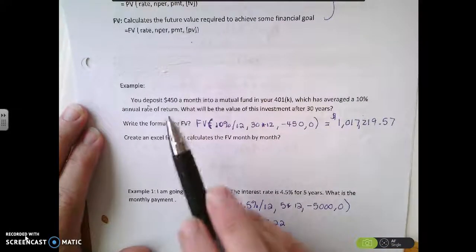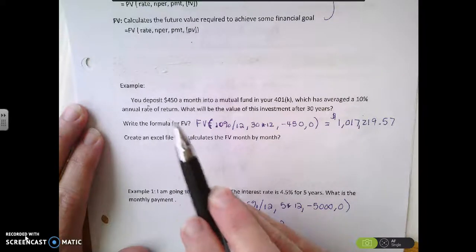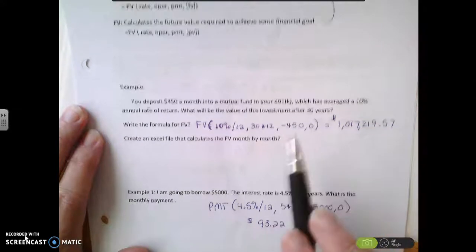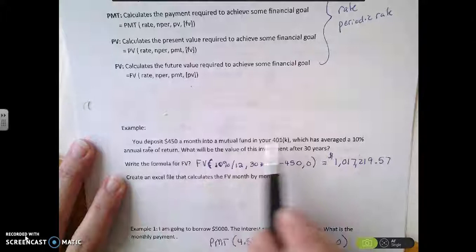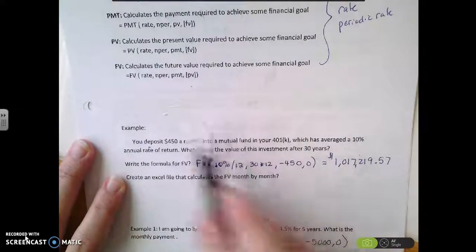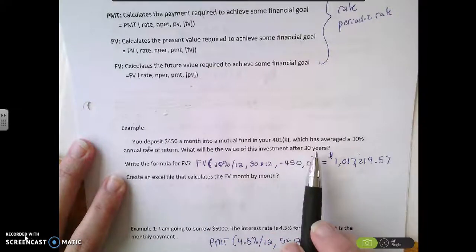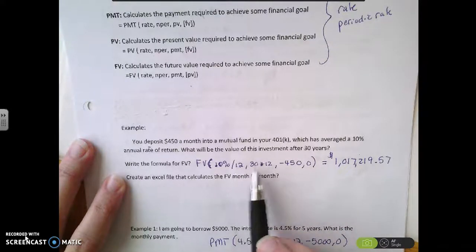functions first. So in this one, you deposit $450 a month into a mutual fund, which has averaged 10% annual rate of return. What's going to be the value of this investment after 30 years? So we're looking for future value. So we need the rate. So in this case, the rate is 10%. The number of payments. So for 30 years, at a monthly payment, it's going to be 30 times 12.